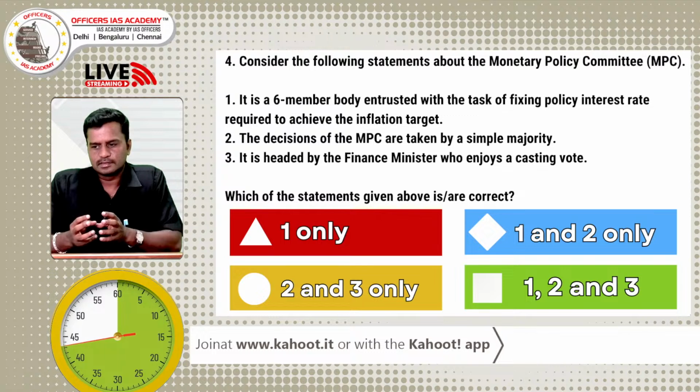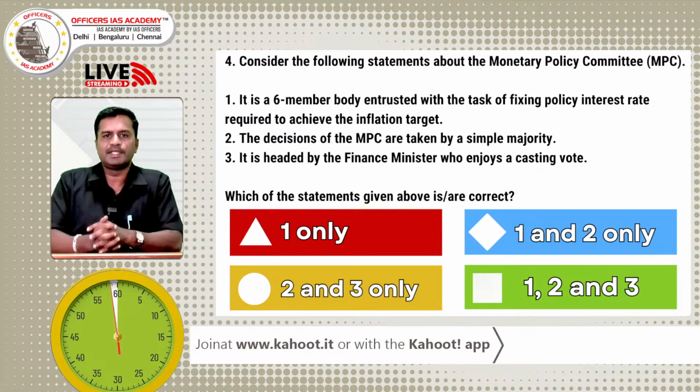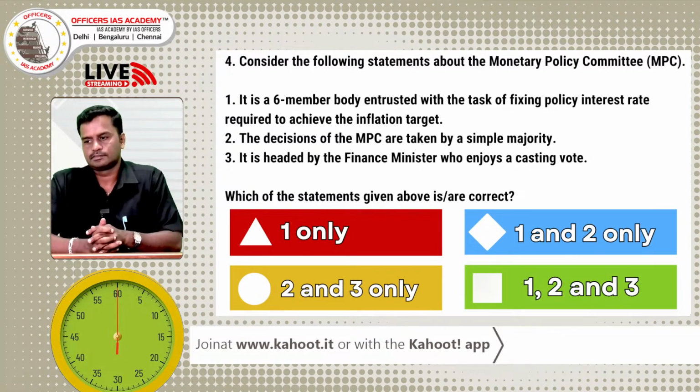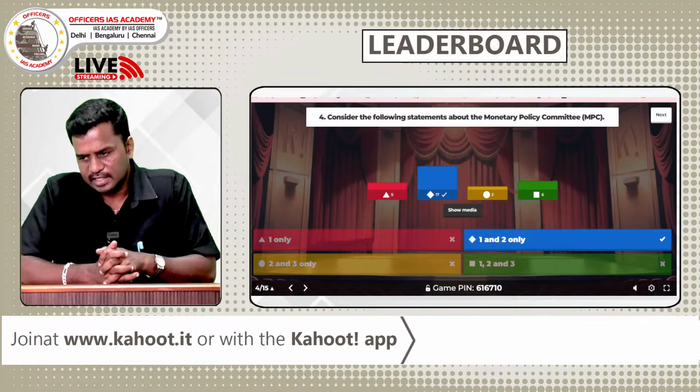This is a relatively difficult question. It expects a higher degree of conceptual knowledge as well as factual knowledge. Please try answering such questions. They are closer to UPSC standard. Let's take a look at the correct answer. Correct answer is 1 and 2. Let's go back to the options.